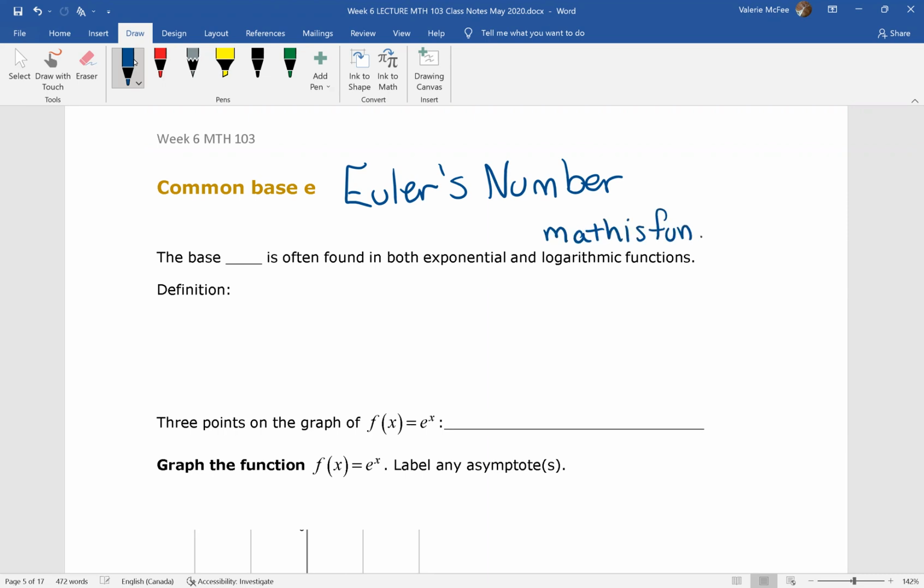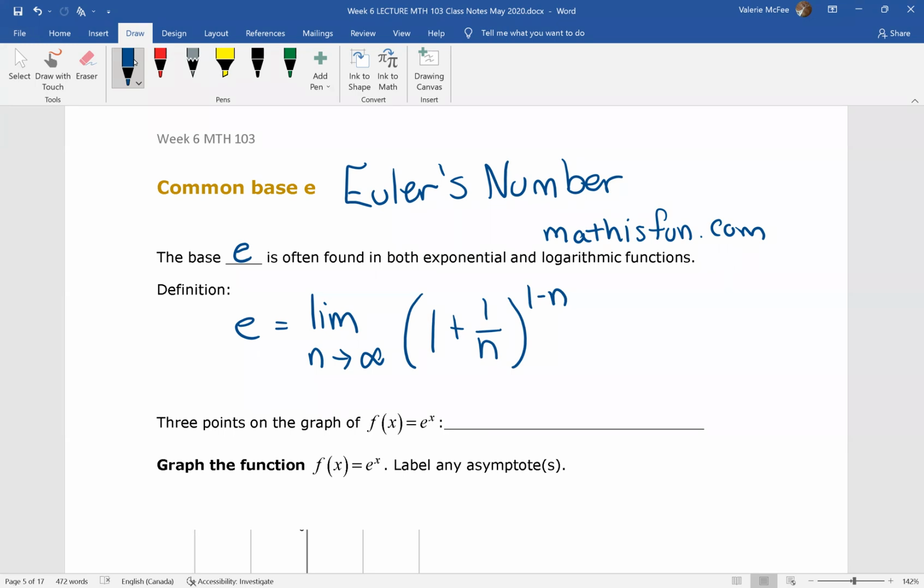I would suggest going to mathisfun.com and looking up Euler's number. There's lots of information there. But the base E is commonly used in both exponential and logarithmic functions. And we define E as the limit as n approaches infinity for the expression 1 plus 1 over n, all to the power of n. You don't need to memorize this definition, but what is useful to know is that it is approximately 2.7, close to 3.